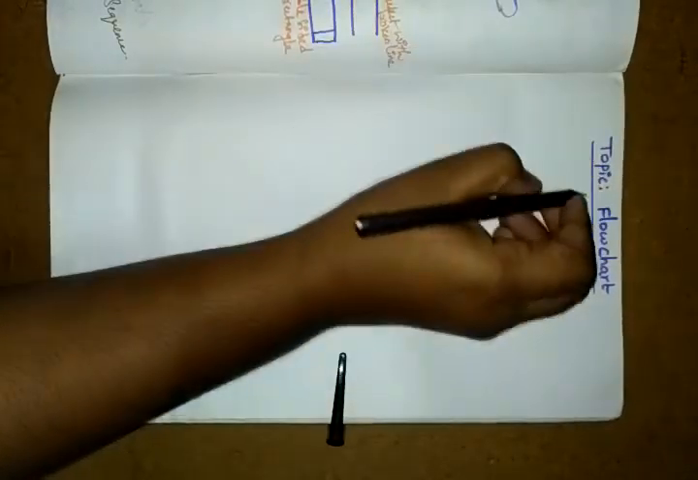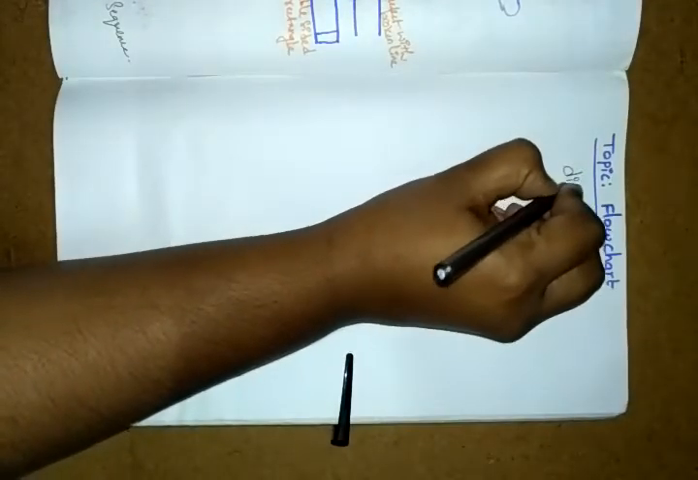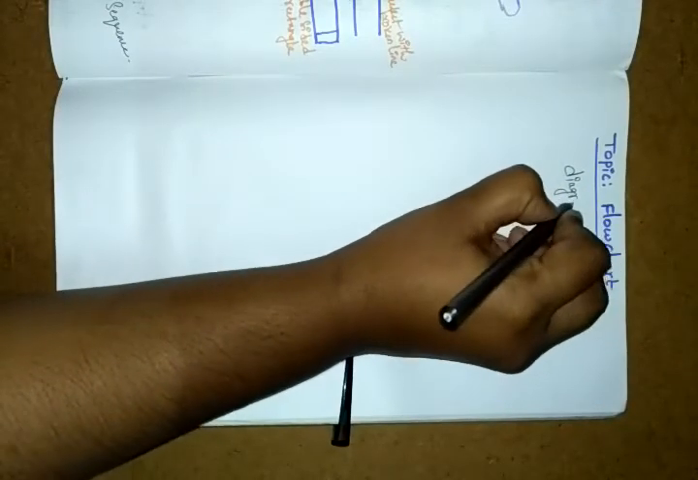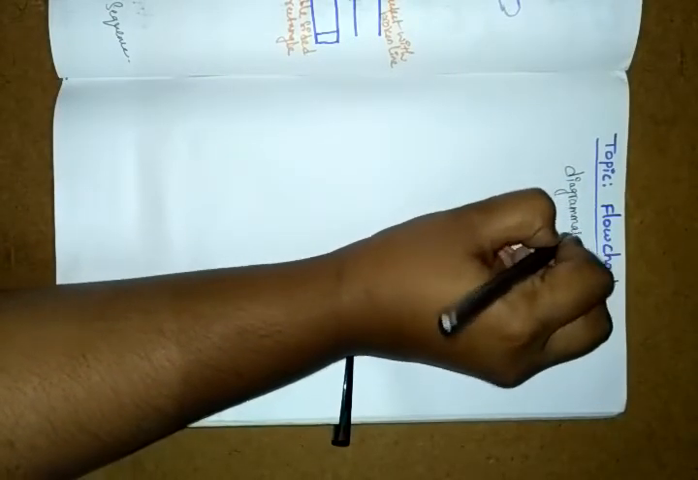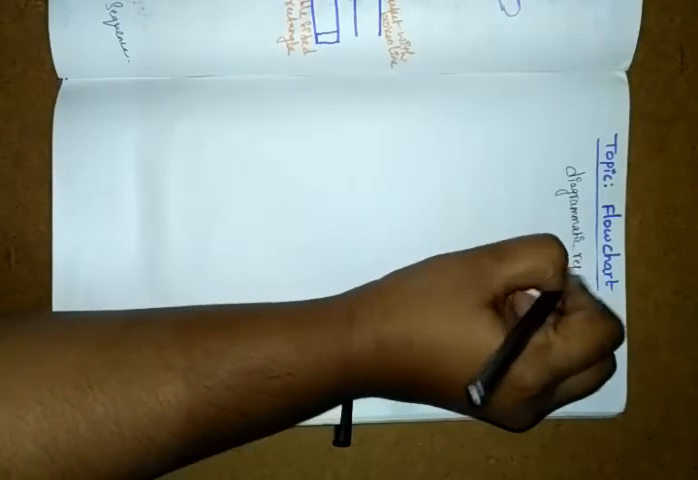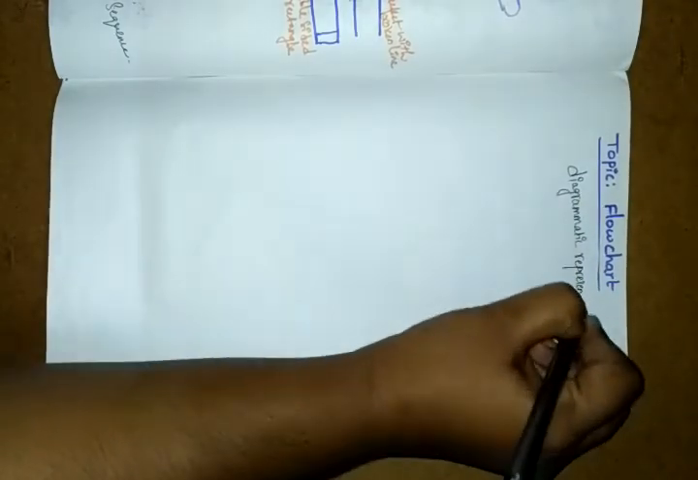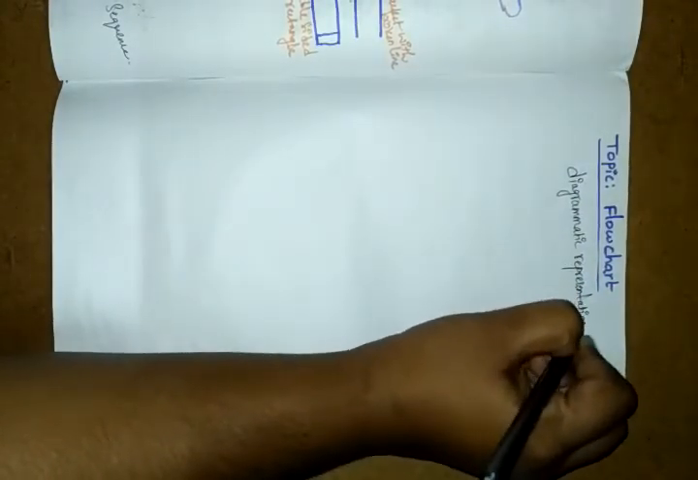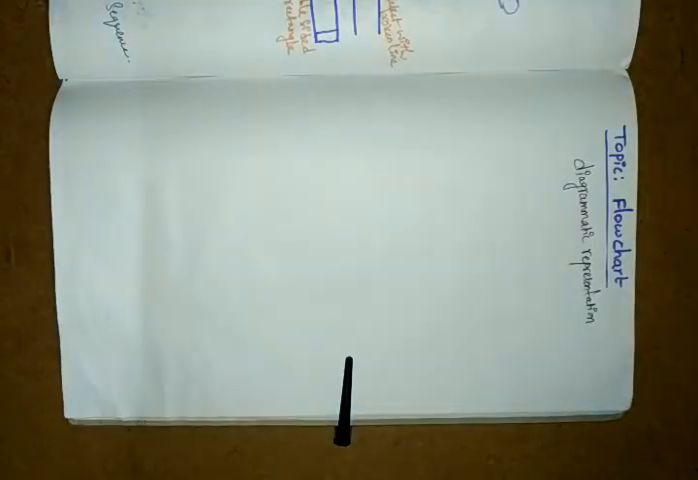A flowchart is one type of diagrammatic representation. By this flowchart we can represent everything.